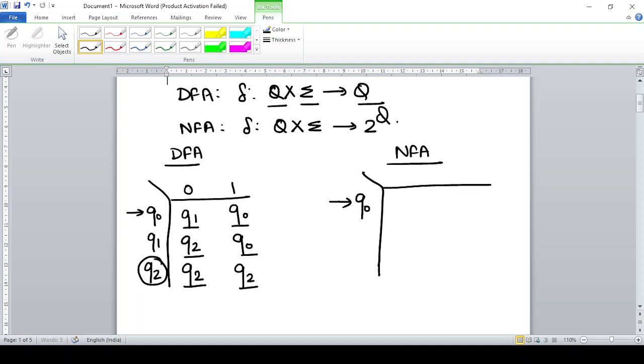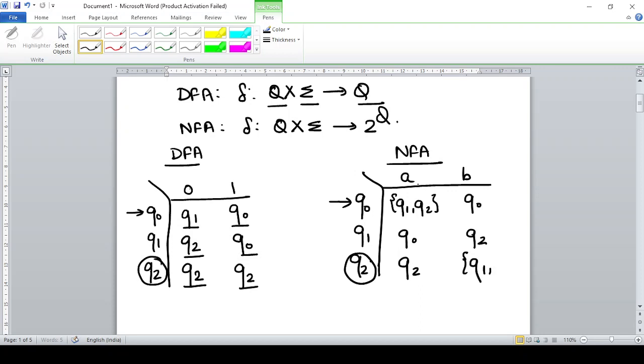For example, let there be three states again, Q0, Q1 and Q2. I take Q2 as the final state again. Let the input symbols be A and B. On Q0 when you give A, you go to Q1 and Q2. On giving B, you go to state Q0. On Q1 when you give A, you go to Q0, and when you give B, you go to Q2. On Q2 when you give A, you stay in Q2, but when you give B, you go to Q1 and you go to Q2.